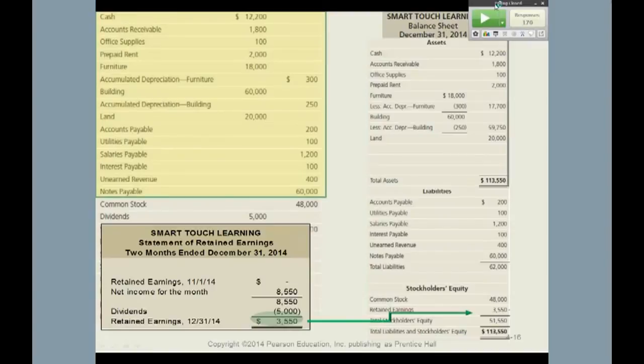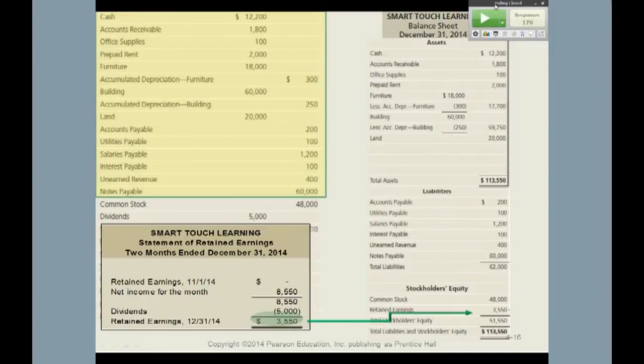this is showing you the transfer, or the articulation, of the retained earnings account into the balance sheet. Now, this is what you would consider to be an unclassified balance sheet, and it is what we would look at as a report form. It's a report form where the assets are stacked above the liabilities and the stockholders' equity. So this is a report form, but it's unclassified.